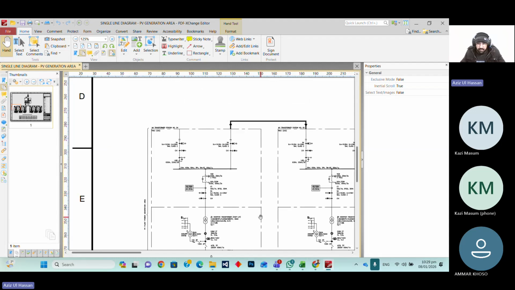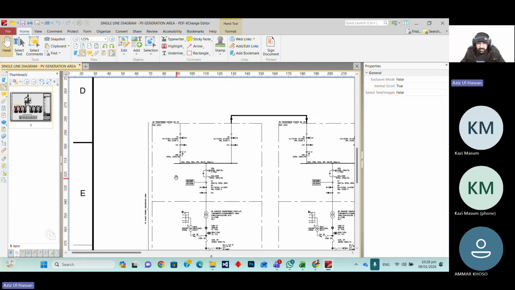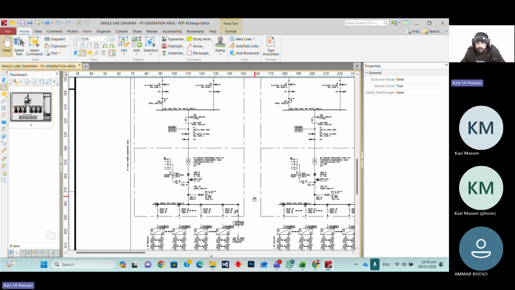Because in the large scale project, we just have a containerized solution. Containerized solution means that they have LV switchgear, then transformer, then MV transformer in one container. So you have seen in the Huawei and other things, if you have seen already. Have you seen?